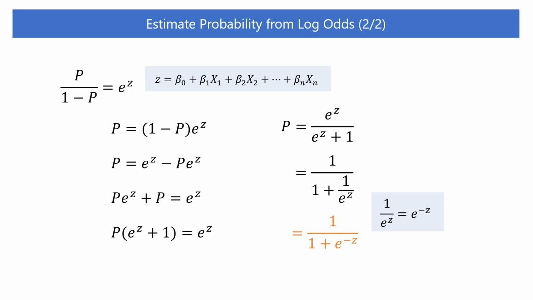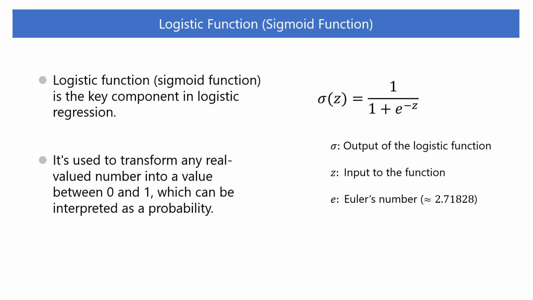The logos are also called the logit function, but the logit function and the logistic function are different functions. Therefore, we should be careful not to confuse them. The logistic function is also known as the sigma function. It is a key component in logistic regression. It is used to transform any real-valued number into a value between 0 and 1, which can be interpreted as a probability.